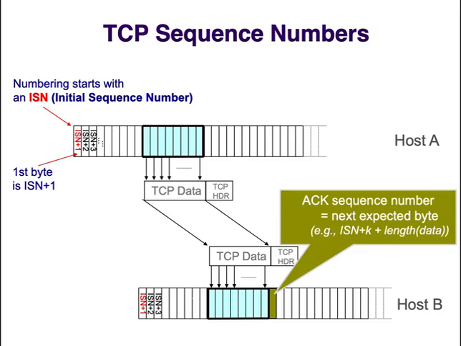So the idiosyncrasies of TCP start with an ISN. The first byte is numbered ISN plus 1. The sequence number is the offset of the first byte in the packet. And your acknowledgement is the next expected byte, or the first unacknowledged byte. So why does TCP do things this way? Anyone can guess, why would you pick a random initial sequence number as opposed to just starting from 0?